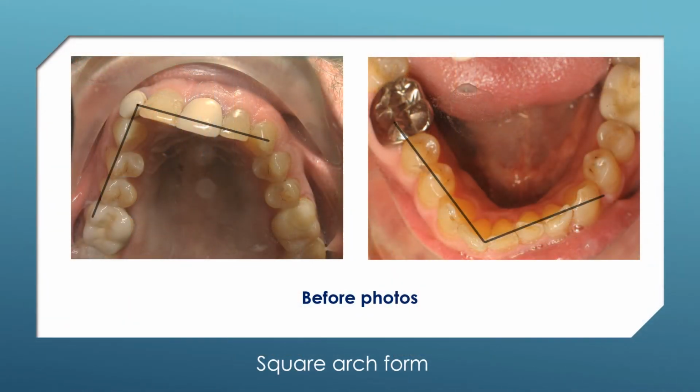Here are arches of a 60-year-old male patient I have treated in my practice. Note the square arch form, a 90-degree angle on the patient's right side. There is also a little bit of an omega component of the upper arch on the right side. That's where the premolars curve in a little bit after the cuspid teeth.